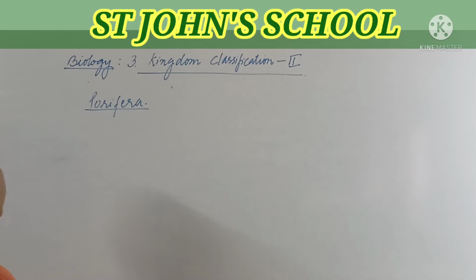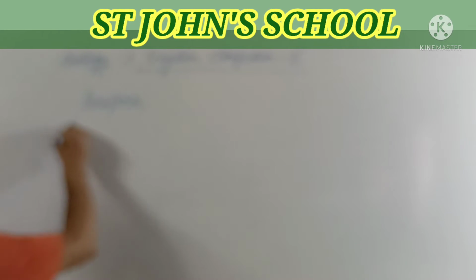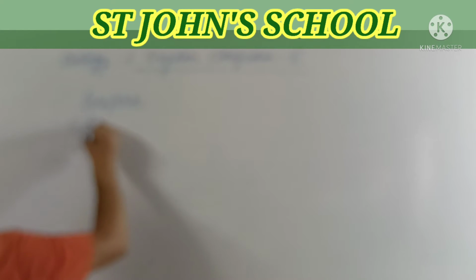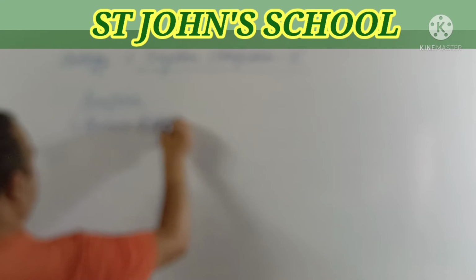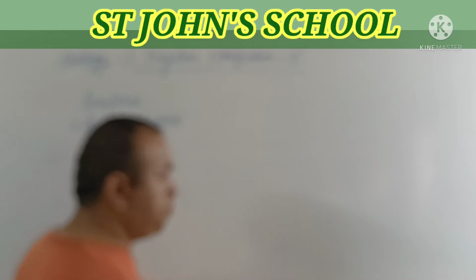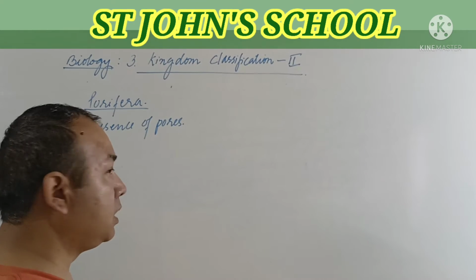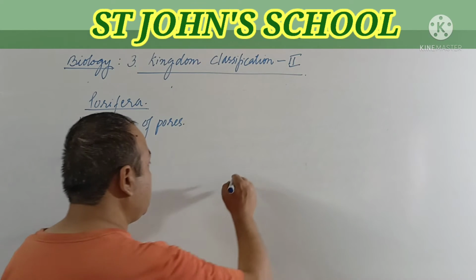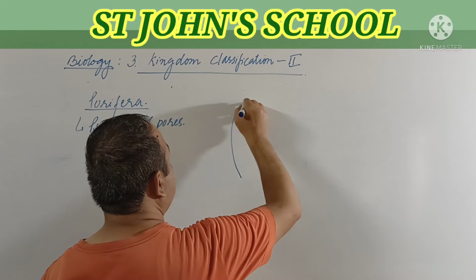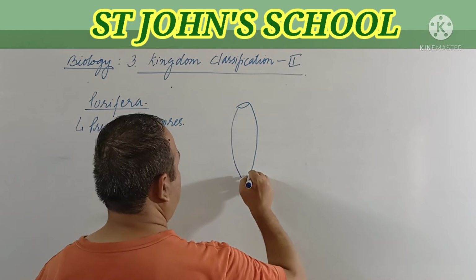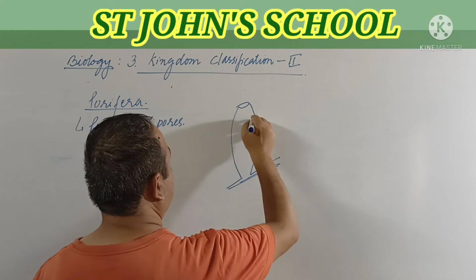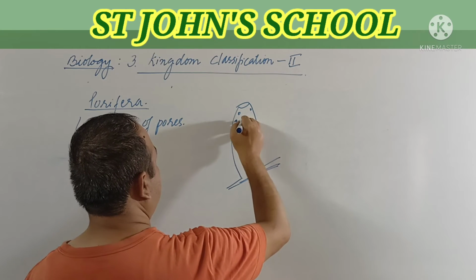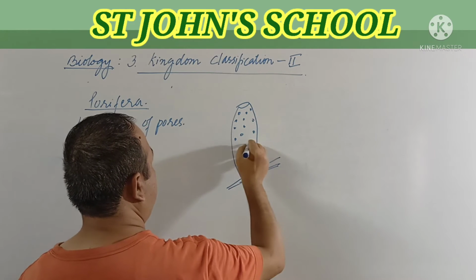Okay. Now Porifera, presence of pores throughout their body. The best example of Porifera is sponges. Let me draw the diagram. Sponges. Over the whole body pores are present.